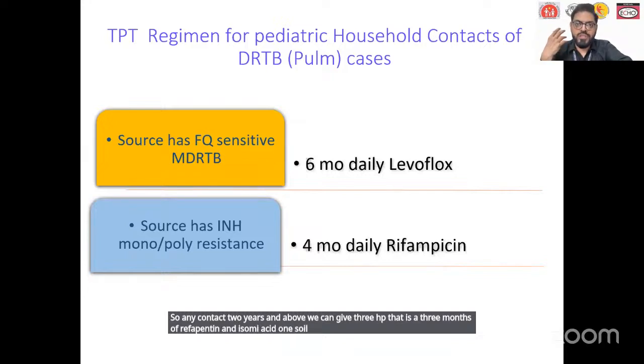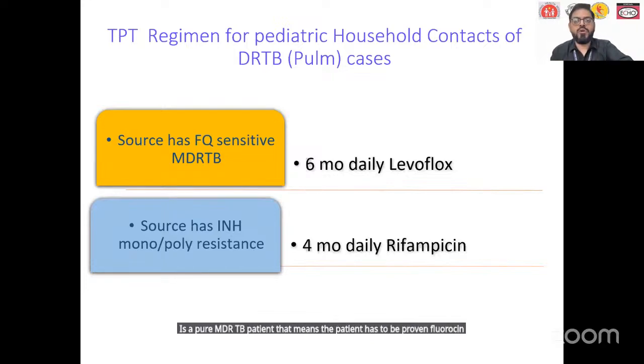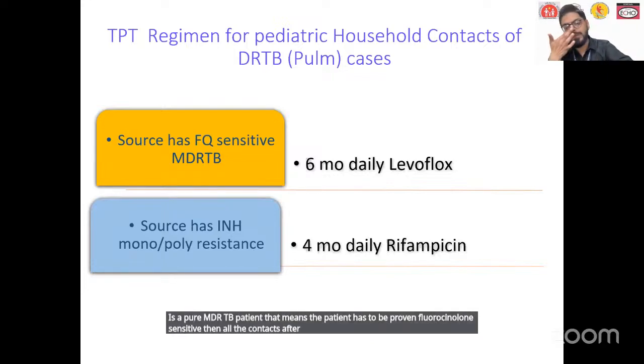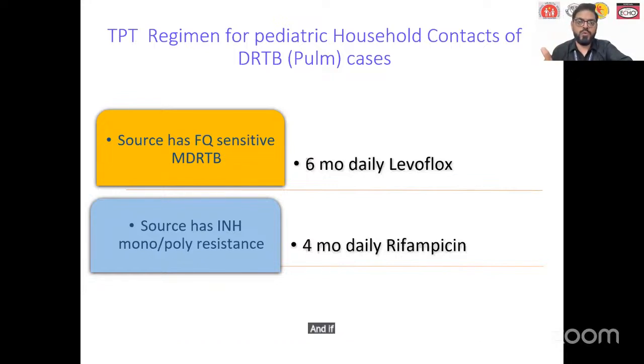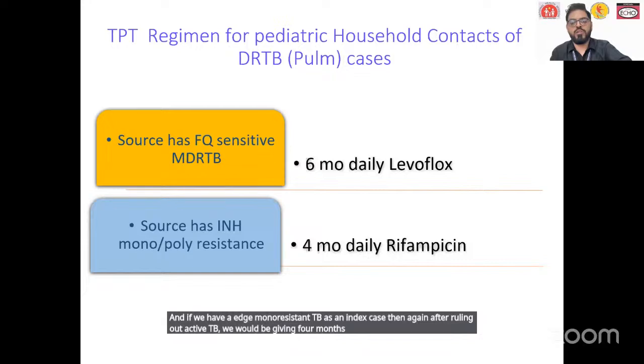Even for contacts of drug resistant TB patients, we do have a TPT regimen. If the index case is a pure MDR TB patient, that means the patient has to be proven fluoroquinolone sensitive, then all the contacts, after ruling out active TB, we would be giving 6 months of levofloxacin. And if we have an H monoresistant TB as an index case, then again, after ruling out active TB, we would be giving 4 months of rifampicin to all the contacts.